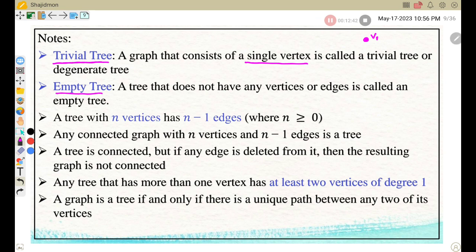Empty tree, the second point. What is the meaning of an empty tree? A tree that does not have any vertex. It is empty, nothing is there. Just a small idea, that one. An empty tree means a tree that does not have any vertices.